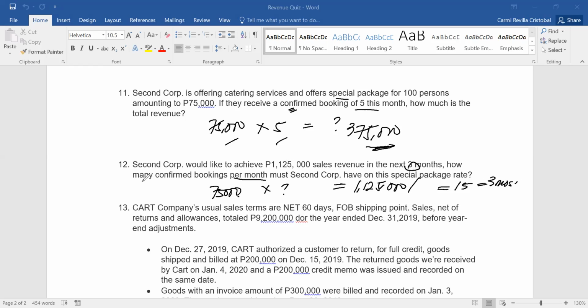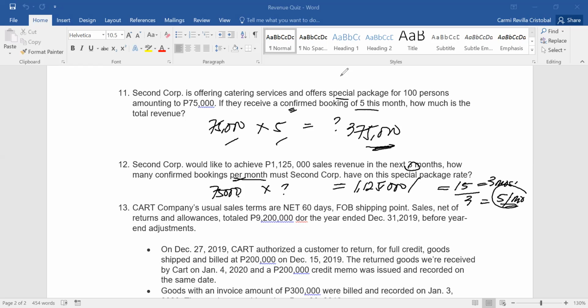Ang tinatanong sa atin is, how many confirmed bookings per month ang kailangan niyang gawin. And because this is for 3 months, let's just divide it by 3, which means it will become 5 per month. Okay, the answer is 5 per month. Clear? Alright, so very careful lang with all the details. So make sure na binabasa natin maigi yung problem.